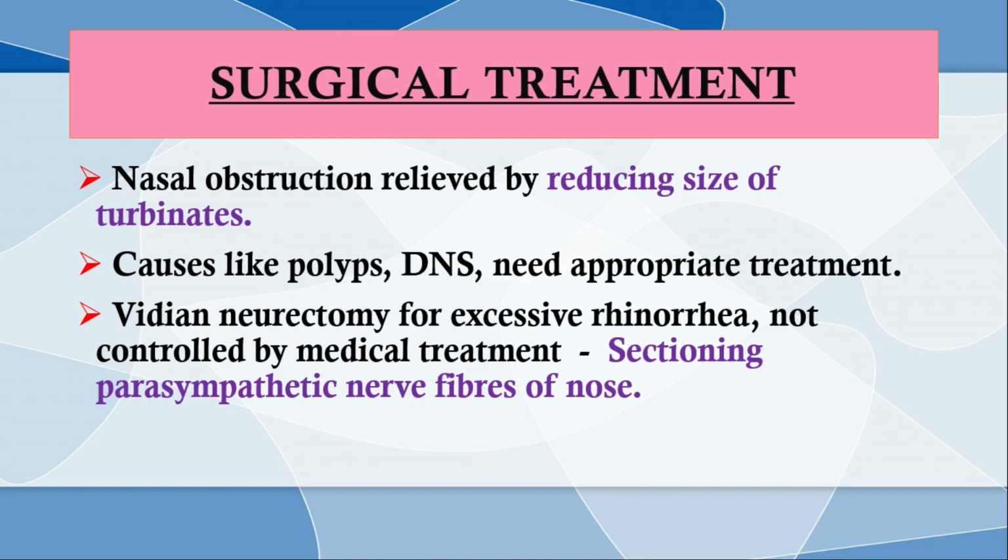Vidian neurectomy is a procedure for excessive rhinorrhea, not controlled by medical treatment. In this case, we section the parasympathetic nerve fibers of the nose. We all know that it's the Vidian nerve which supplies parasympathetic supply to the nasal mucosal glands, and sectioning the nerve can obliterate that pathway and lead to reduction of the secretions.